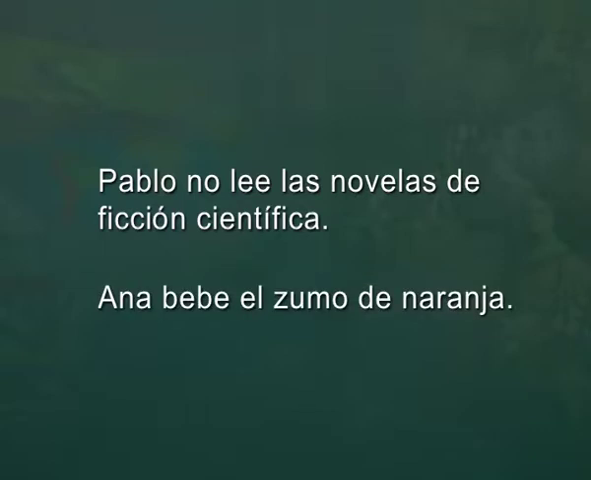Ana bebe el zumo de naranja. Ana drinks orange juice. Bebe is from the verb beber, which is to drink, and Ana is Anna in Spanish. It is Ana. So, you remember the letter double N as N in Spanish. So, Anna is Ana. Isn't Spanish interesting? Let us look at some simple dialogues where the ER ending verbs are used.